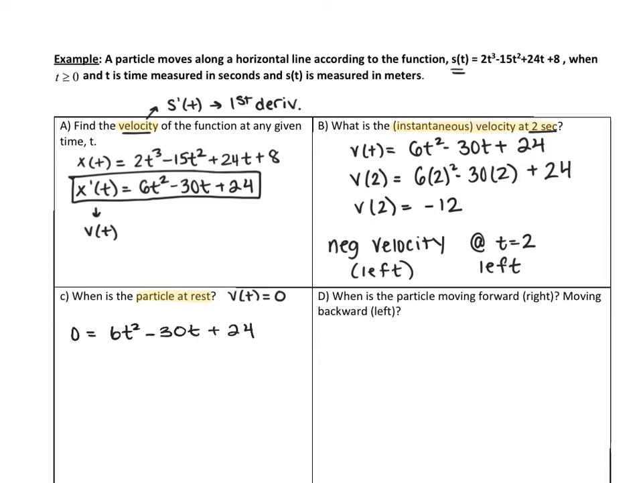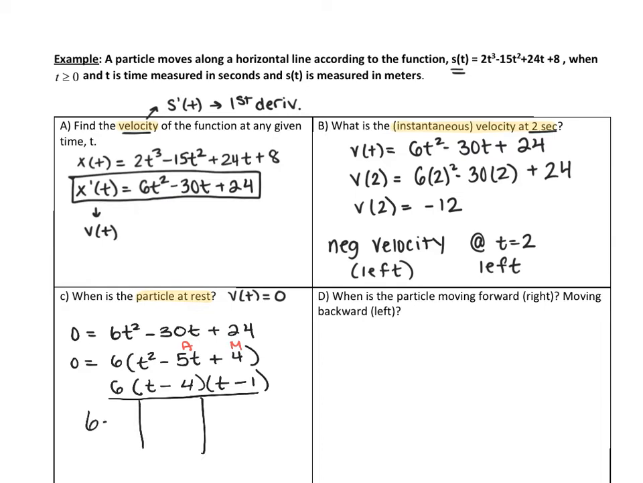So I think I can take a GCF out of 6. And what I get on the inside is t squared minus 5t plus 4. And now I'm going to factor using add multiply. So what numbers add to negative 5 that multiply to 4? And that is t minus 4 and t minus 1. So when I do my t chart, 6 equals 0 makes no sense. I reject that one. Here we get time equals 4 and time equals 1.